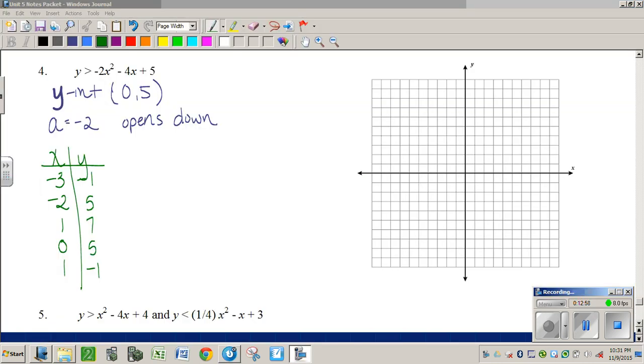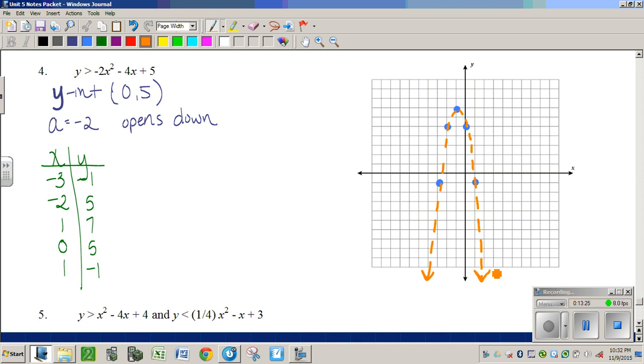Okay, so after you have your table all set up here, now you're going to plot your points. So go ahead, finish filling out your table if you haven't done that, and then plot your points, and then join me when you're ready. Okay, so it said greater than, so it's going to be a dotted line for your parabola.